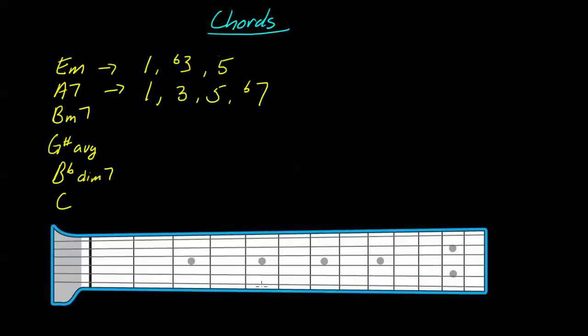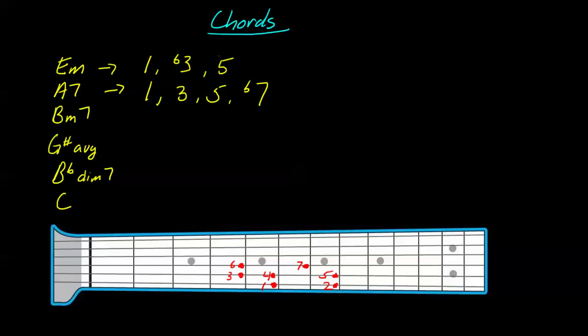And for this example, I'm going to go higher up on the neck. So that's an A. I'm going to build a major scale. I just know this by memory. Then I'm going to number from the root: 1, 2, 3, 4, 5, 6, 7. And then I'm going to figure out 1, 3, 5, flat 7.